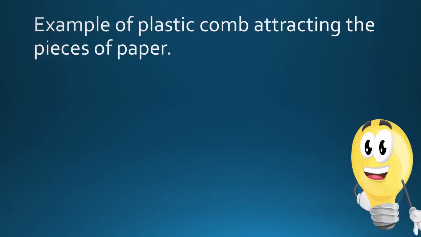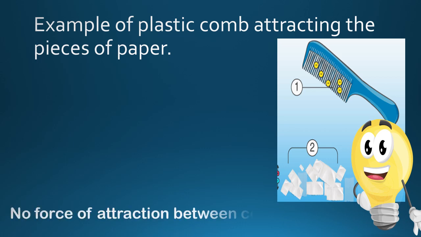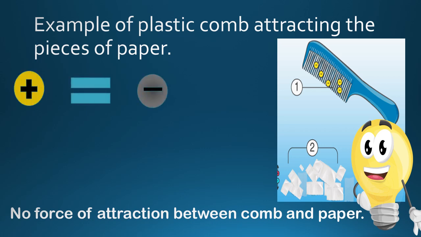To understand how the charge imbalance occurs, let's take the example of a plastic comb attracting pieces of paper. Take a plastic comb and bring it near small pieces of paper. Observe it. Does it attract the papers? No, there will not be any force of attraction between comb and paper. This is because the number of positive and negative electrical charges are equal and the comb is initially electrically neutral.